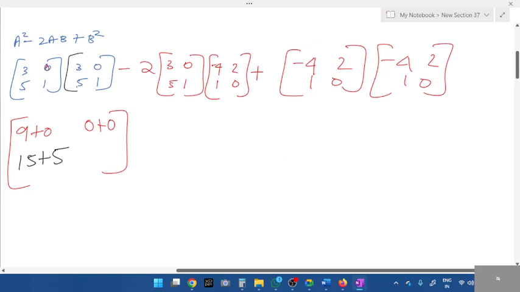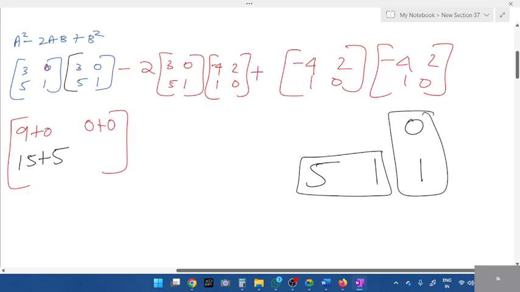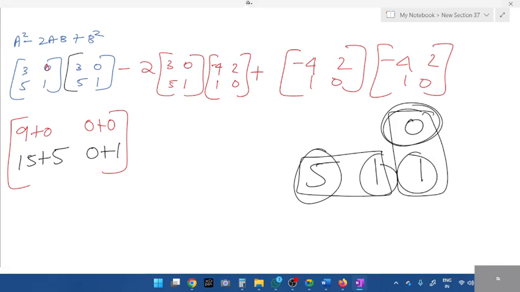Row 2, column 2. If you are getting doubts, look here. Let me take row 2, column 2, 0 and 1. This is row 2, this is column 2. Both, what are the first element? 0 into 5 is 0. Plus 1 into 1 is 1. That's it. 1 into 1 is 1.